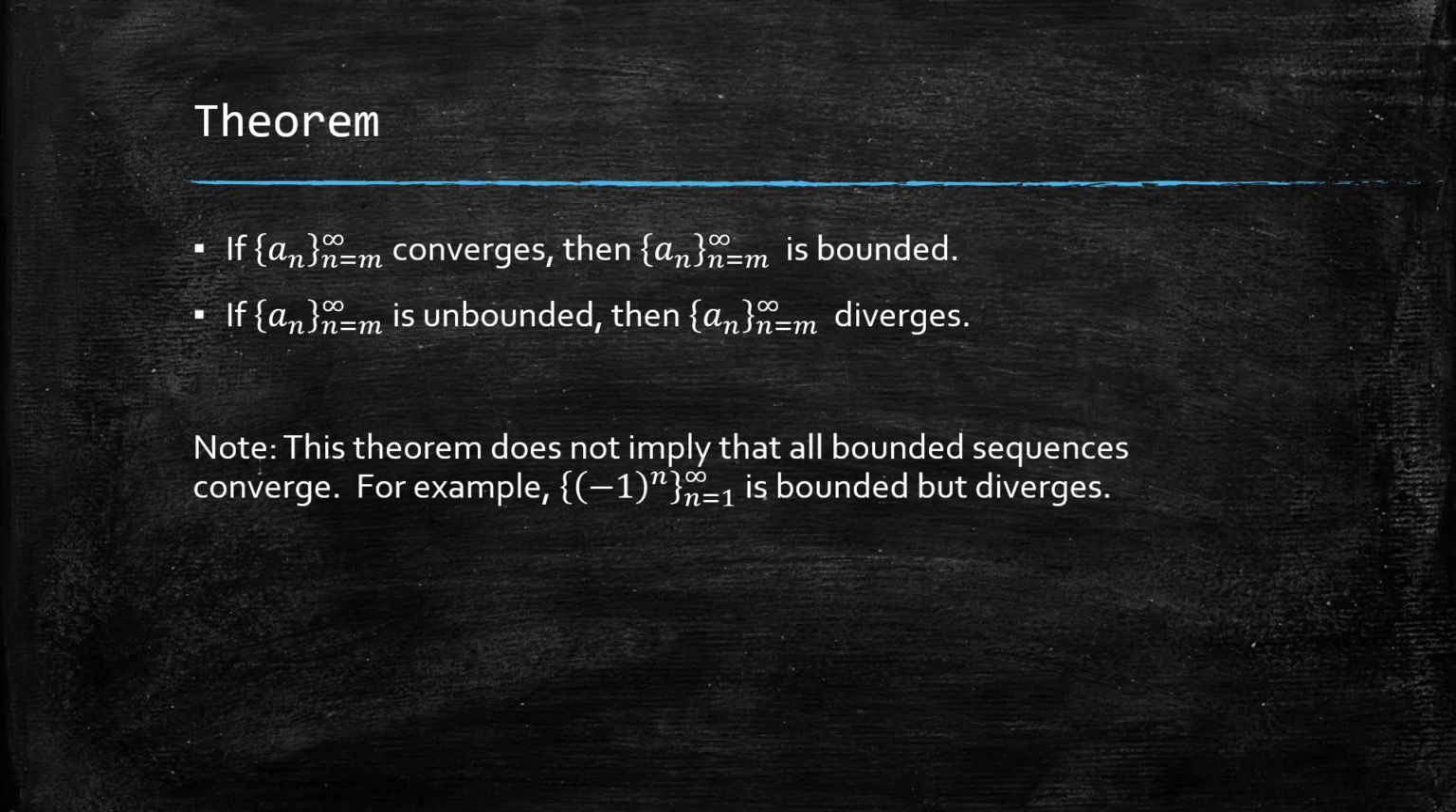For example, the sequence (-1)^n from 1 to infinity is bounded, because it's bounded below by -1 and bounded above by +1, but it diverges because it doesn't converge to one single number.